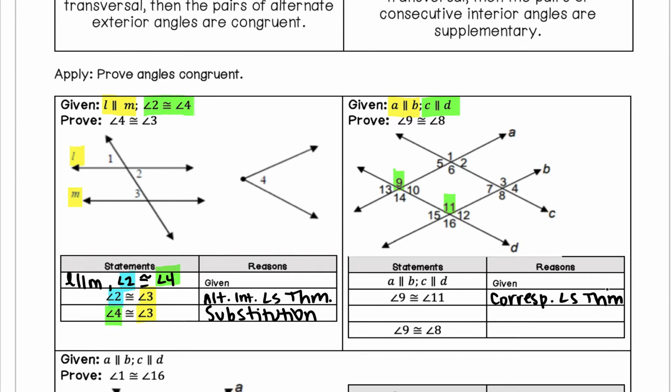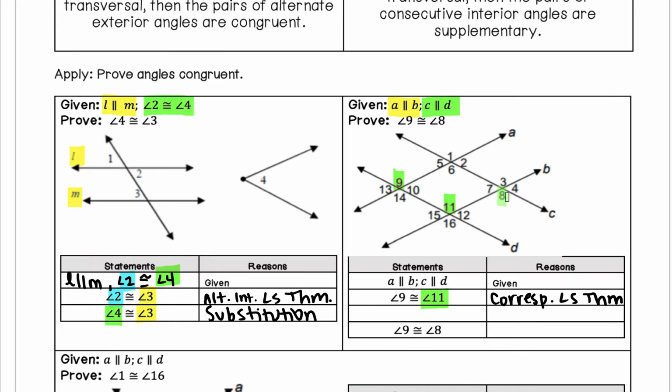That's our reason. Next, I don't have a statement, but I do know that I ultimately need to set 9 and 8 congruent to each other. They are not going through the same transversal or set of parallel lines, so we're going to have to make some sort of jump between them to be able to say that they're congruent. And as of right now, the only thing that we have set congruent to one of those two things is angle 11. So angle 11 is going to be kind of like our gateway into that angle 8 now.